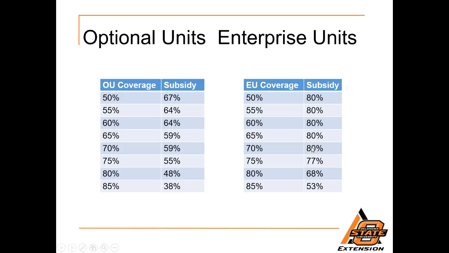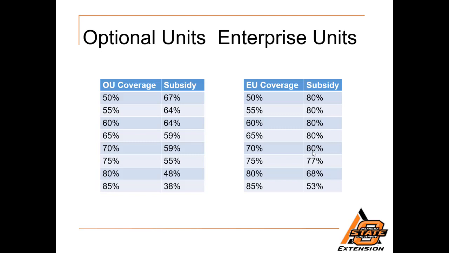So you can see again that's a large difference in the amount of subsidy that you're getting on that particular product, because there's less risk to the insurer with enterprise units. The person guaranteeing that revenue or guaranteeing that yield for the farmer has less risk in enterprise units because it's spread out over a larger area. There's more farms involved, and there's usually a wide geographical area involved, so the chances of loss are a little bit lower compared to optional units.